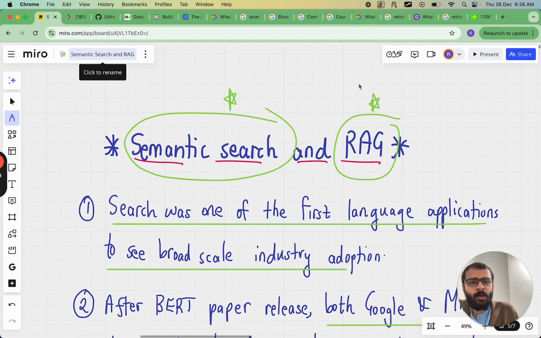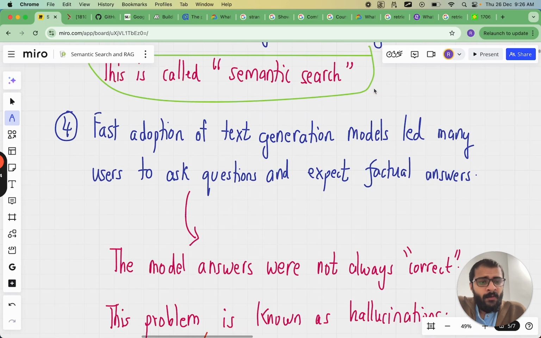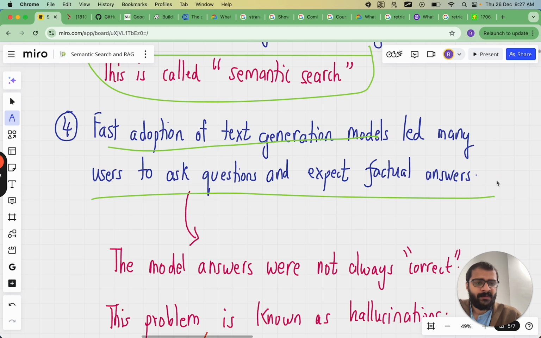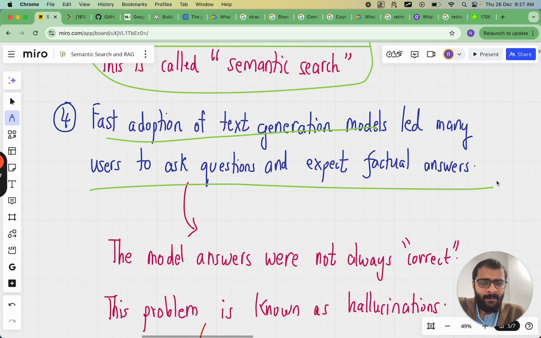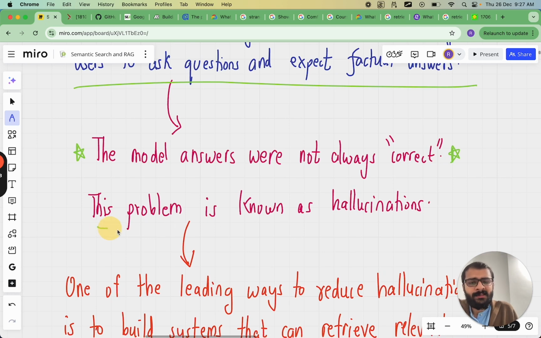What about the second terminology over here, which is RAG? And why has it become so popular? Well, what happened was that fast adoption of text generation models led many users to ask questions and expect factual answers. As the models became better, the human expectations from the model also increased. People started interacting with the model and expected it to give factual answers, answers which are correct. But the main issue was that the model answers were not always correct. Sometimes they gave completely wrong answers, and this problem is known as hallucinations.